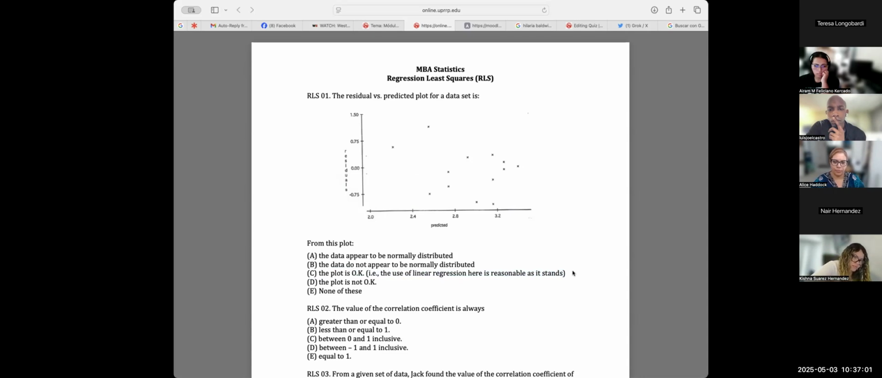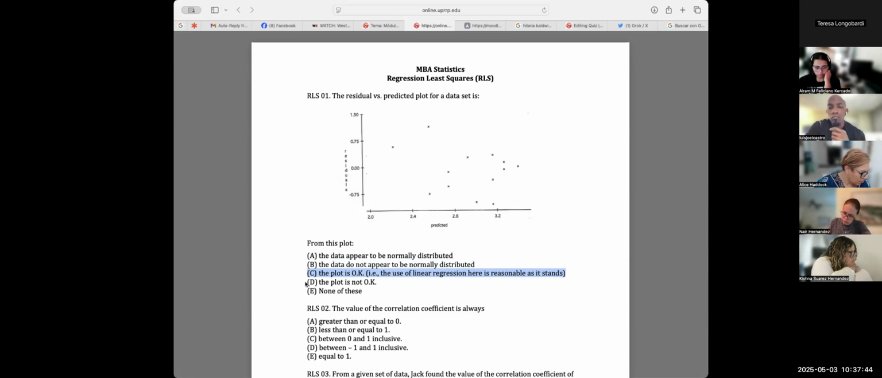So if you saw a clear line going down or a line going up or a curve going clearly, then that would be a pattern. That would mean that your model, the line that you used and the one variable you used to predict, were not good. You're missing enough that there's a pattern in the residual, so it's not a good regression. It talks about normal distribution, but we're not going to get into that. So anyway, the plot is okay. The use of linear regression here is reasonable as it stands. If you see a pattern, it means that you're missing a variable, and you should probably use a multiple regression instead of a linear regression.